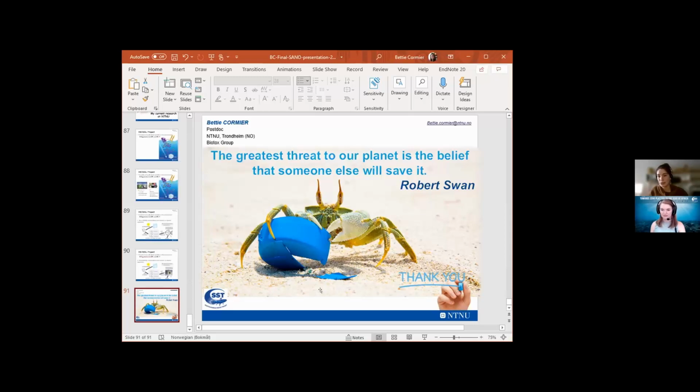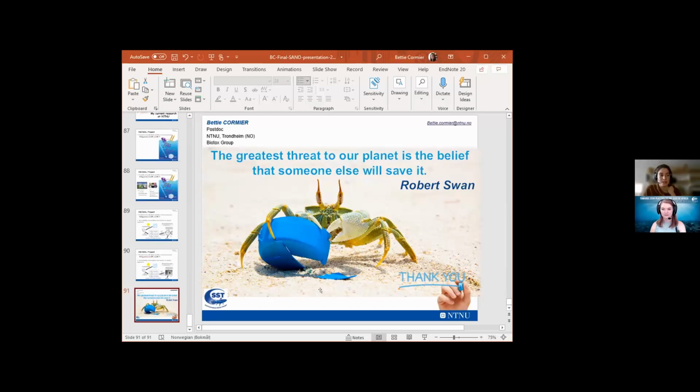So if we are looking at microplastic down to 100 micrometer, that's quite easy to do. But if we are going down to 1 micron, then it's almost impossible to do at the moment. And the nanoplastic, we can't measure nanoplastic right now in the environment.